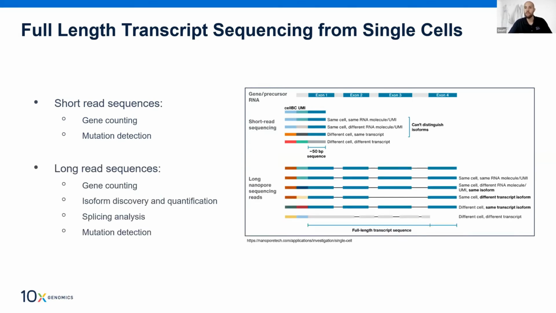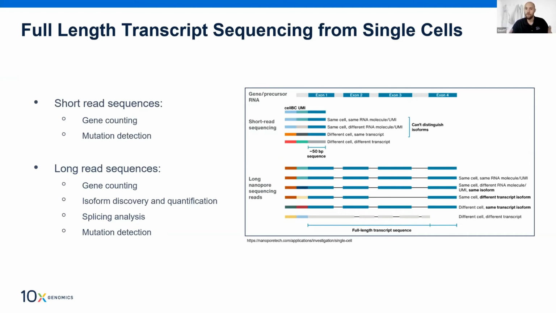But what if you could use a long-read sequencer to access the information across the entire length of the mRNA transcript? You would obviously retain the ability to do gene counting, but now you also gain the mutation detection along the whole transcript, along with the ability to do isoform discovery and quantification.